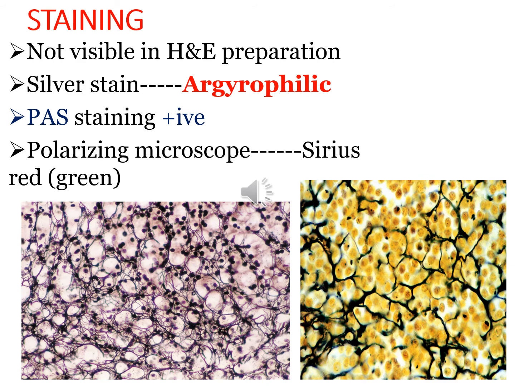They are argyrophilic. They love silver stain. They can be easily stained with silver, and in silver stain they appear as black by impregnation of the silver salt. And this argyrophilia is due to the high content of sugar chains bound to the type 3 collagen. Reticular fibers can also be stained with PAS staining, periodic acid Schiff staining, because of the sugar content in them. And they can be seen by polarizing microscope using Sirius red stain.